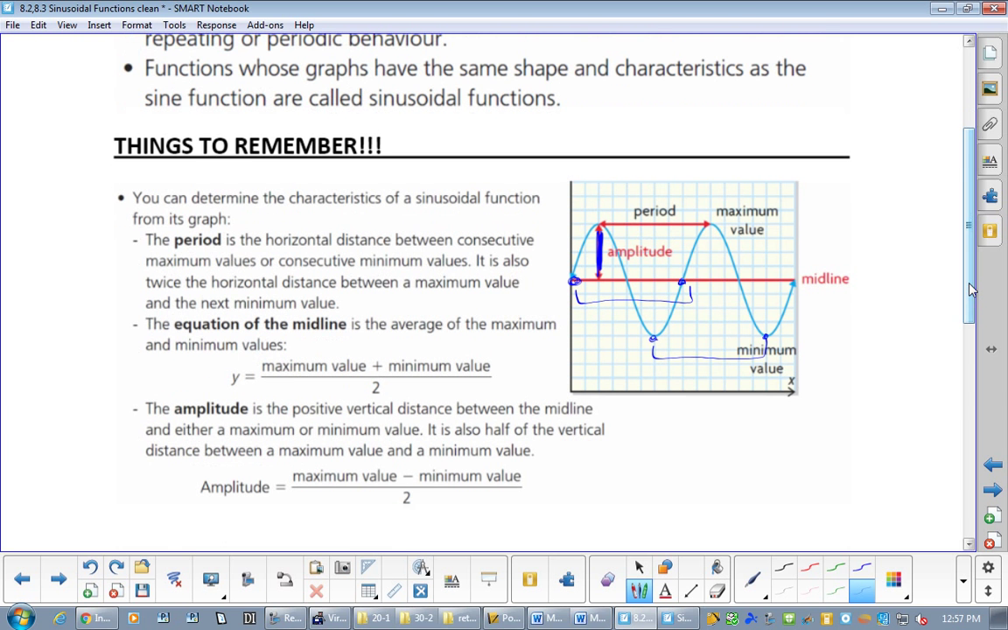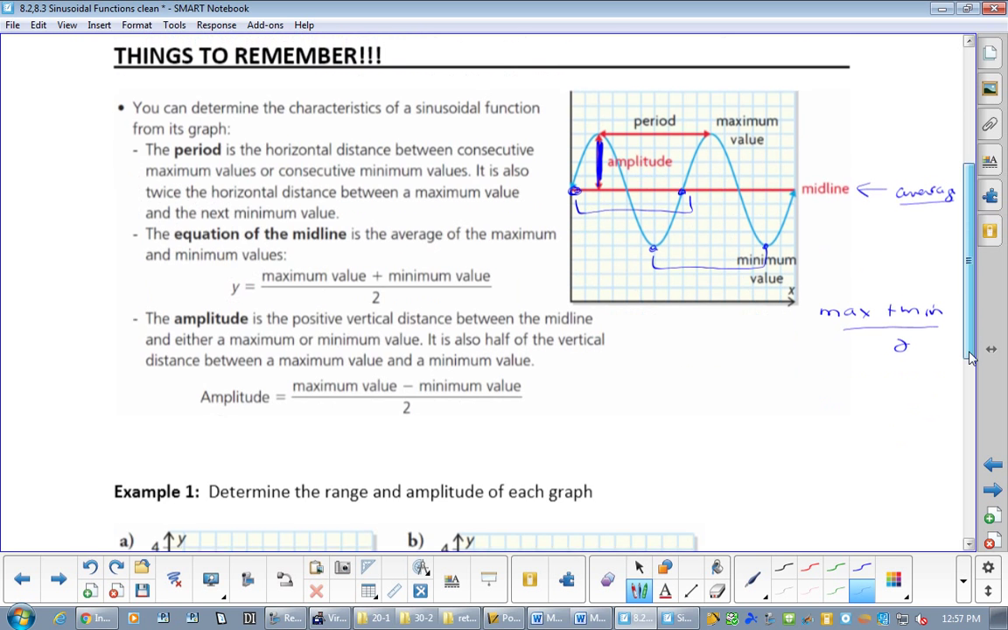Now, the next thing we're talking about is the middle, or the midline. Now, the midline is like the average. Whenever I want to find the class average, I add all your marks together and I divide by 36, the total number of people. Actually, I don't do it, the computer does it, but that's what it does. It adds it all up, divides it by 36, gives me the average. Now, if I have two values and I want to find the average, add them together. So it's max plus min divided by 2.